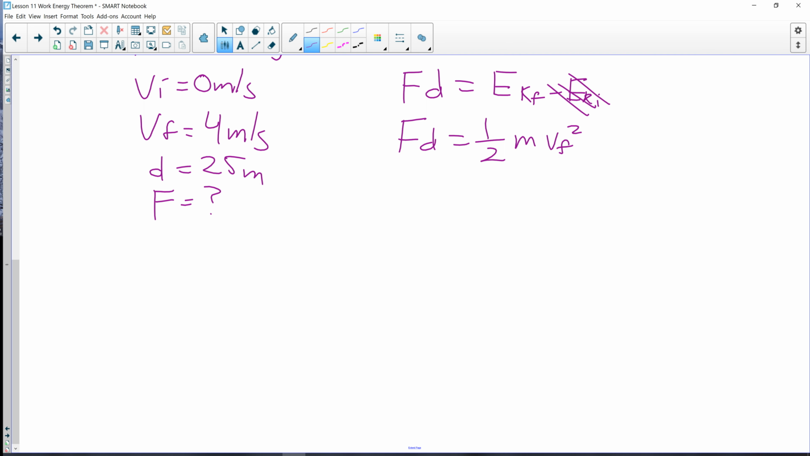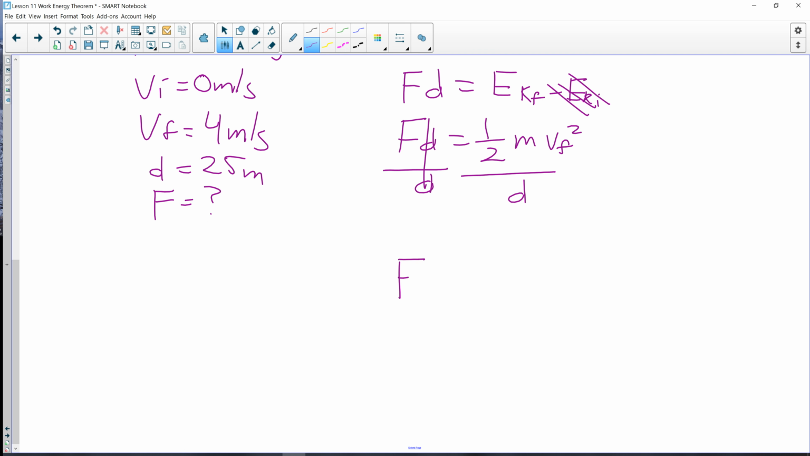Okay, what do I do next? I'm looking for force. Divide by D. Right, divide both sides by D. I want to isolate force. Okay, now I can plug in my numbers and solve.